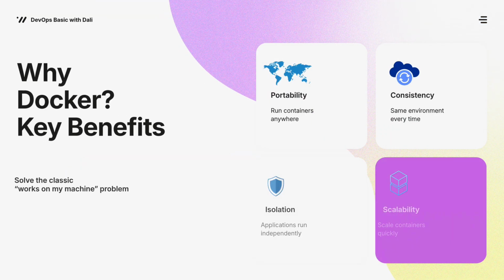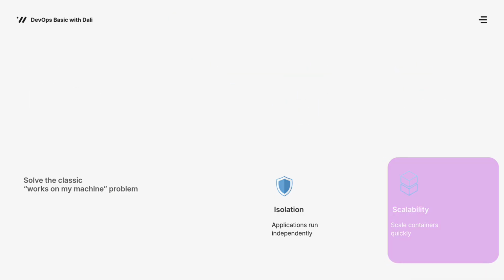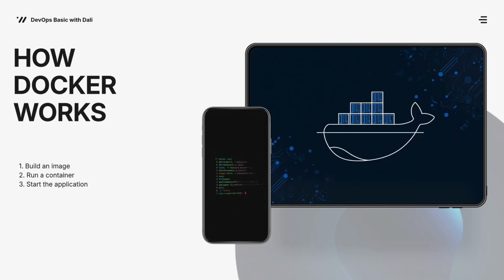So why do developers use Docker? Docker provides portability, consistency, isolation, and scalability. Containers can run anywhere, the environment stays consistent, applications run independently, and services can scale quickly. At a high level, Docker works in three simple steps. First, we build an image. Then, Docker creates a container from that image. Finally, the application starts running inside the container.